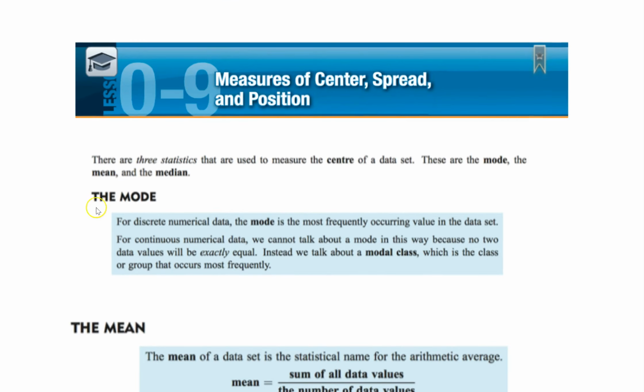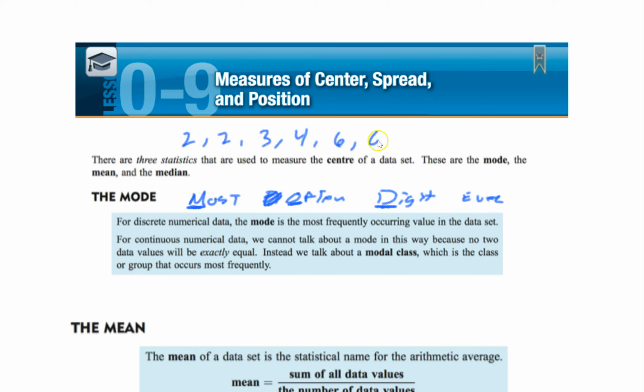So first thing, mode means most often digit, I guess. Most often digit is what I always remember. So when you see the most, that is the mode. If I give you a list of numbers here: 2, 2, 3, 4, 6, 6, 7, 7, 7. My mode is the one you see the most, so 7. If the 7s weren't there, then it'd be 6 and 2. They both have 2. So most often is the mode.